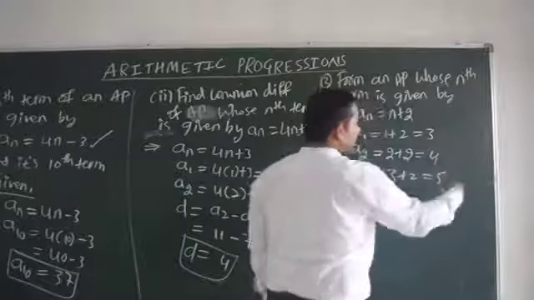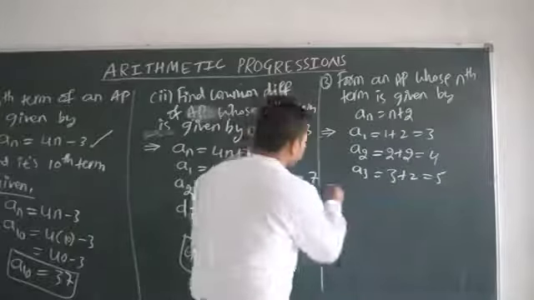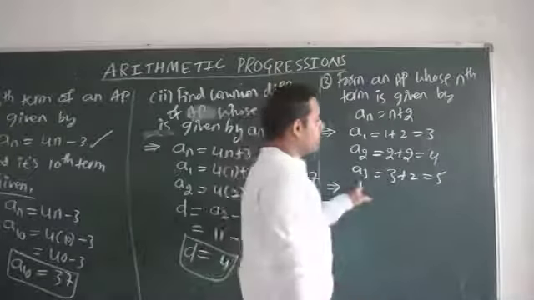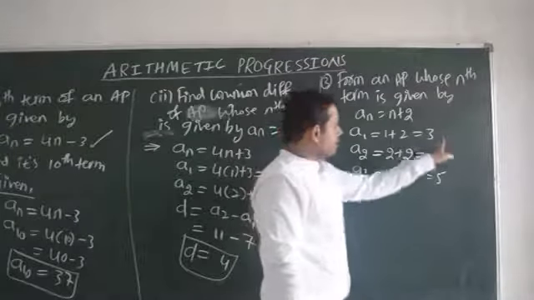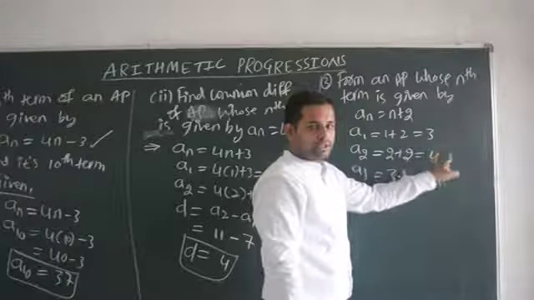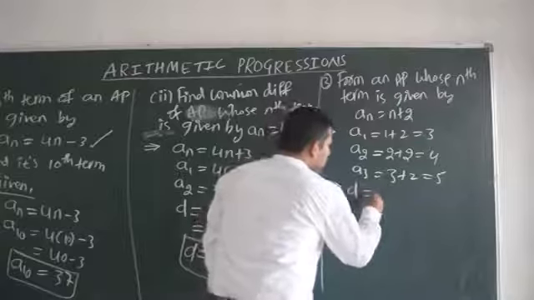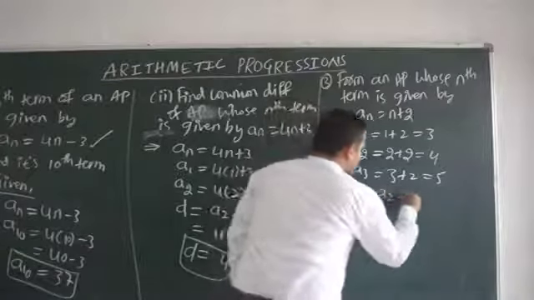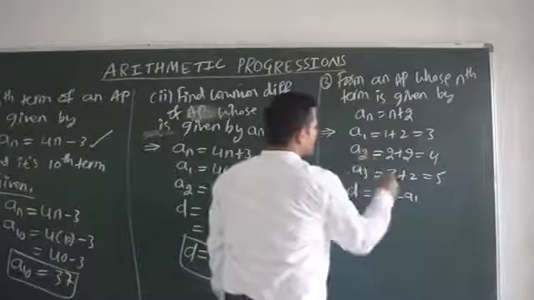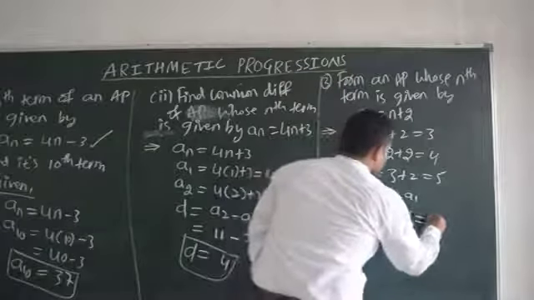3, 4, 5, like that they keep on coming, no? So what will be the common difference? Now you can write A4 also. What will be the answer? 6. 3 plus 1, 4, 4 plus 1, 5, 5 plus 1, 6. Similarly, we will keep on getting. So therefore, D also you need to calculate. D is equal to A2 minus A1. So A2 minus A1 means 4 minus 3, that is equal to 1.